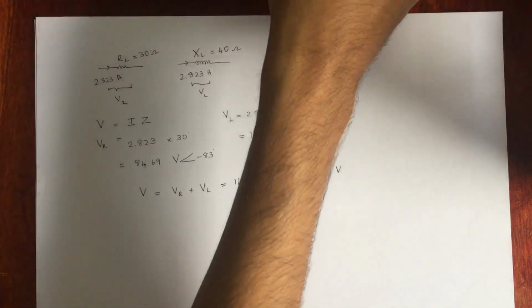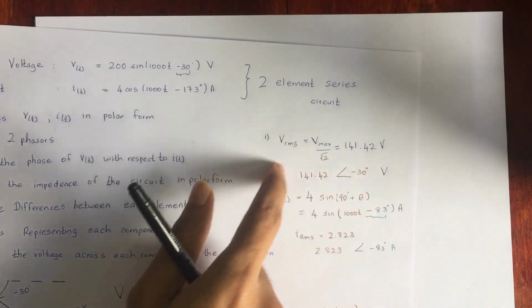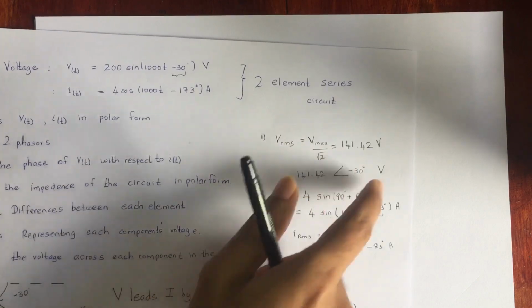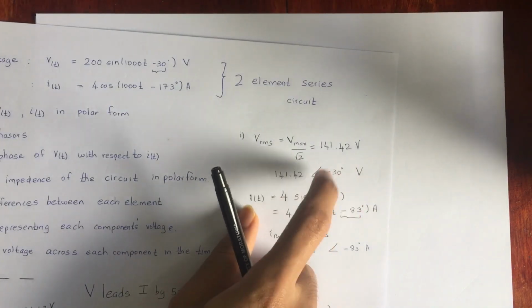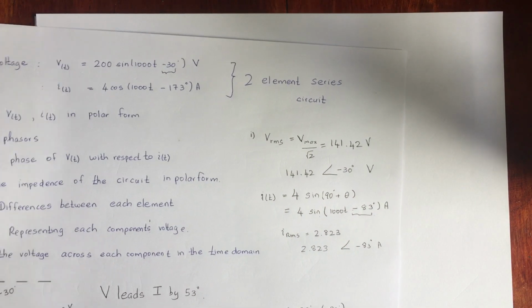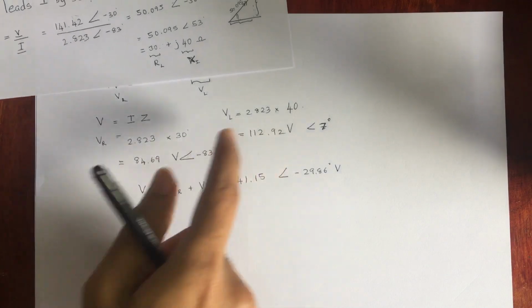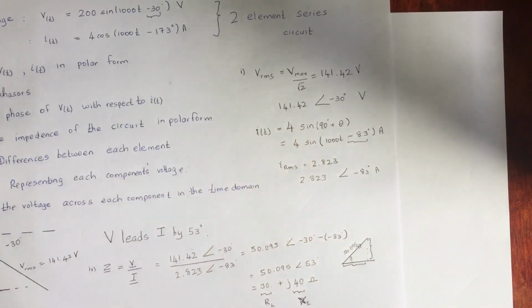So let's check whether these answers are correct. If you consider this part, it's going to be the same. If you approximate these two values, you are going to get this value. This is the source voltage we have been given for that series circuit. So the answer we have got here is correct. If you add these two, we are going to get the same value.